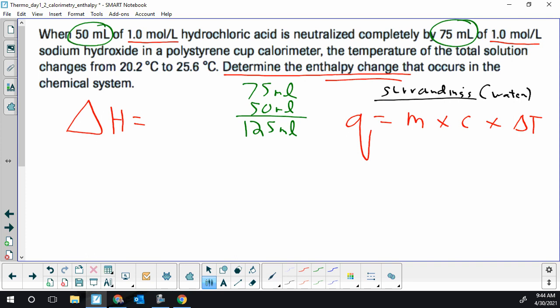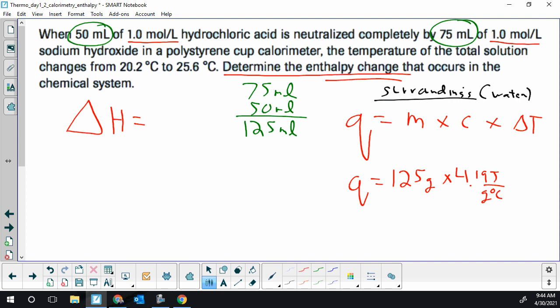Okay. Now I actually need the mass of water, and this is something I rarely write down. I'm not going to do it here. 125 milliliters is going to be 125 grams of water, because the density of water is 1 mil to 1 gram, and dilute solutions we're going to treat the same way. So we have 125 grams of water. We need the C value, 4.19 joules per gram per degree Celsius. That's from your data booklet.